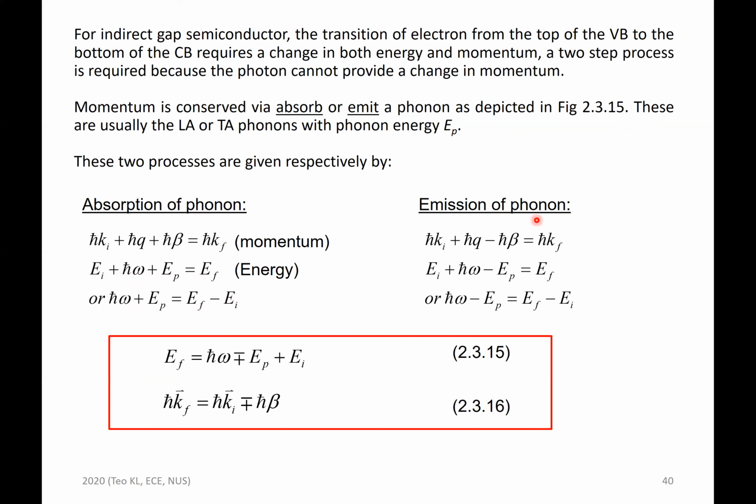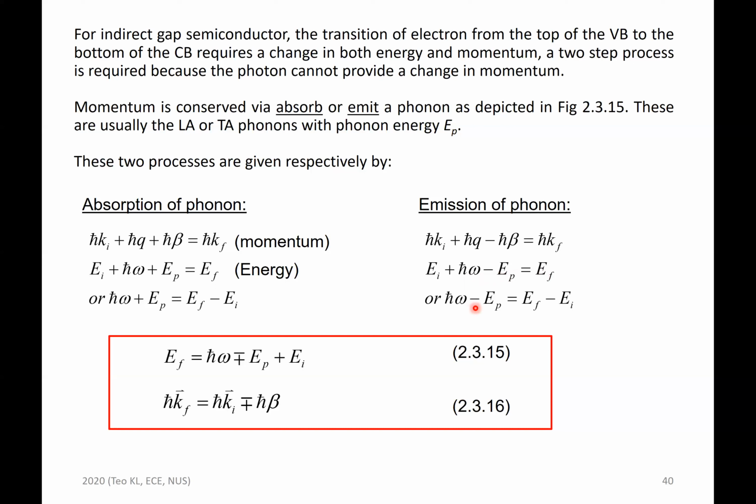Emission of a phonon: the initial wave vector of the electron plus the incoming photon wave vector, since you are emitting a phonon, minus the phonon wave vector, equals the final wave vector. And then the energy: the initial energy plus the incoming photon energy, minus the phonon energy, since you are emitting, will give you the final energy of the electron.